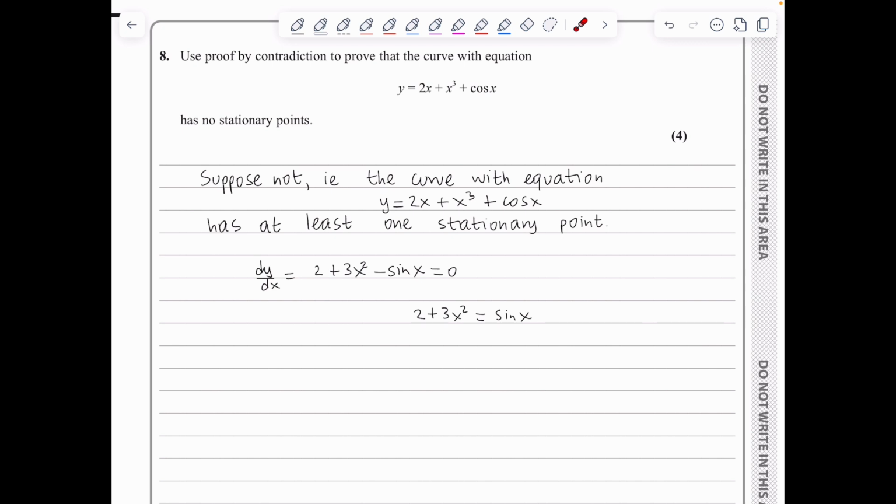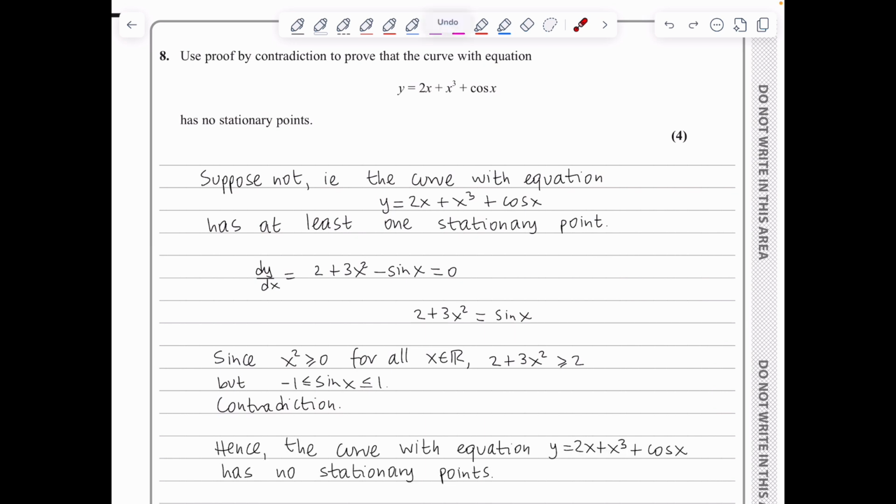Now looking at the left-hand side of the equation, we've got 2 plus 3x squared, and we know that x squared is greater than or equal to 0 for all x in the reals, and therefore the left-hand side is always greater than or equal to 2, while the right-hand side, being sine x, is bounded between minus 1 and 1, so the two sides can never be equal. This is a contradiction, and therefore we need to conclude that the curve with the given equation has no stationary points.